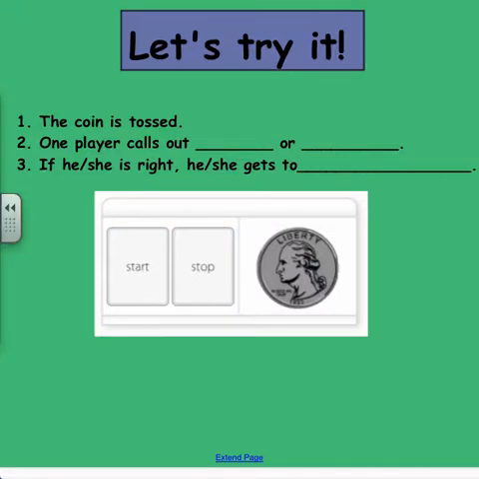If we were going to try this, step 1 would be a coin would be tossed. Step 2, one player would call out either heads or tails. And then step 3, if he or she is right, they would decide on what they get to do. Let's use that last example of the game and say that it might be to go first in a game. So if I'm going to do this, we'll give this a try here.